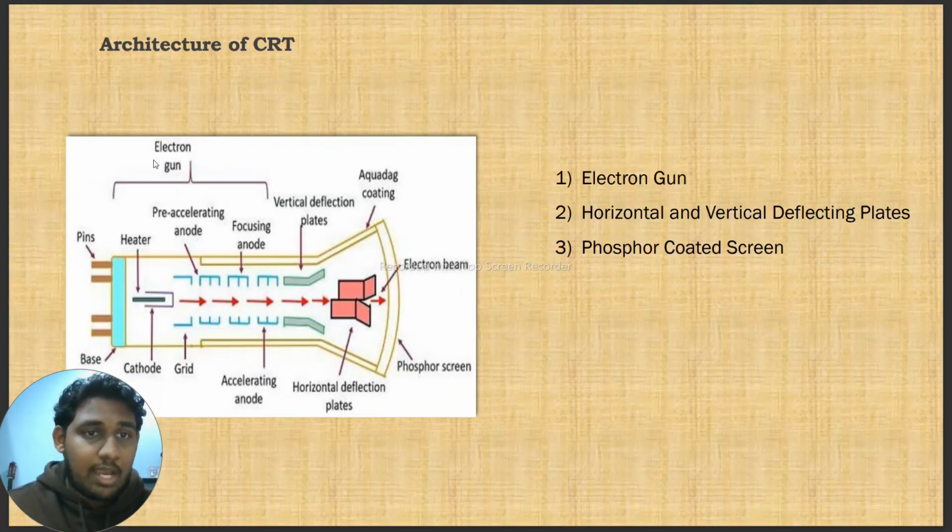This is the main architecture of the CRT, or cathode ray tube, which consists of the electron gun, which produces the electron beam towards the phosphor screen; the horizontal and vertical deflecting plates, which control the path of the electron beam; and the phosphor screen, which glows visibly when it is struck by the electron beam.